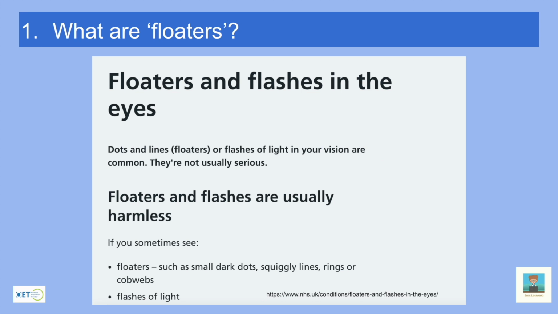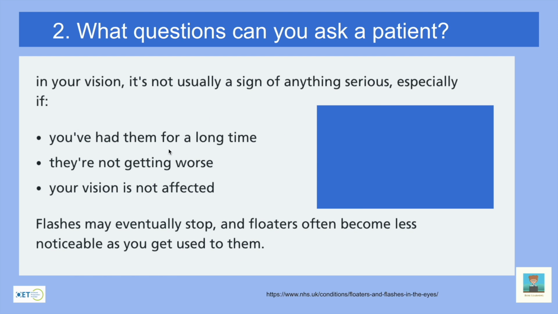They're normally harmless. They look, as I say, a little bit like this with little kind of black or coloured lines. They could be squiggly, which is this idea here. They could be ring-shaped or cobweb-shaped, or they could be little flashes of light. So for most people, it's not something serious, especially if you've had them a long time, they're not really getting any worse and your vision is not affected.